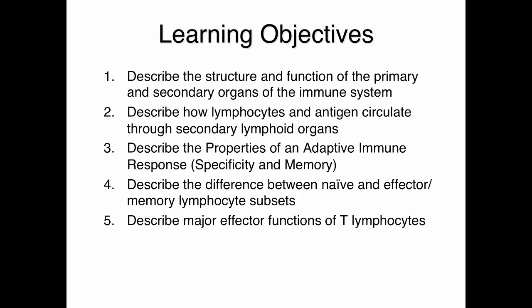The learning objectives for this lecture are to describe the structure and function of what are termed the primary and secondary lymphoid organs of the immune system, and briefly describe how lymphocytes and antigen circulate through secondary lymphoid organs and how antigen and lymphocytes interact with one another. And 3, to describe the properties of an adaptive immune response, in particular the specificity and memory characteristics of an adaptive immune response, and to describe the difference between naive and effector memory lymphocyte subsets, and finally to describe the major effector functions of T lymphocytes.